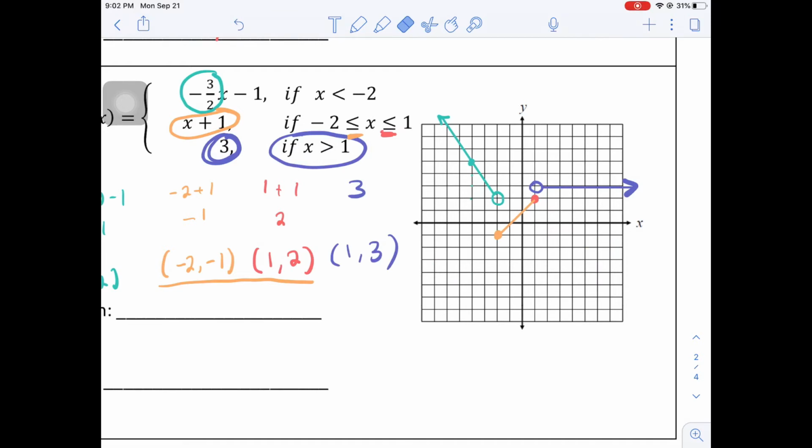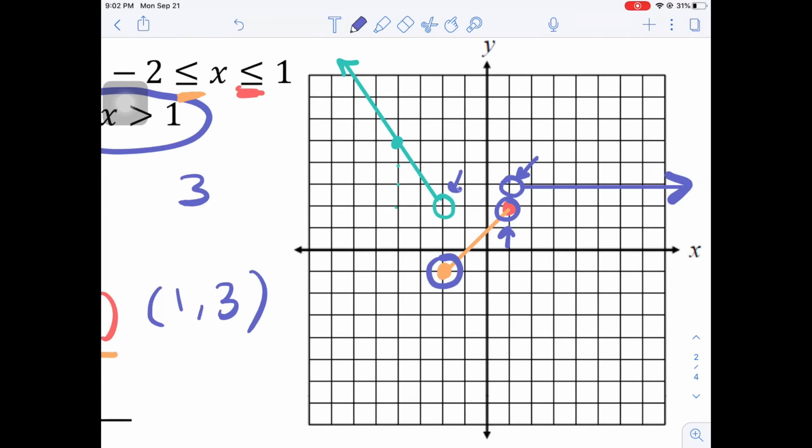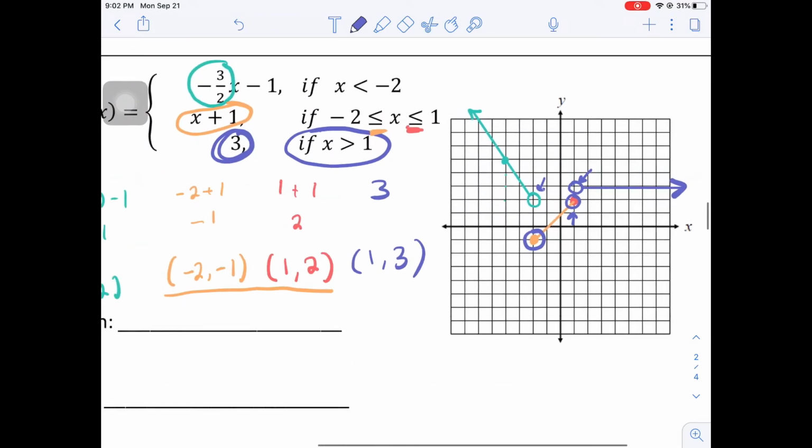Okay. Now we have to take a look at some stuff here. So, domain. Are all of our x values covered? So this is a point of concern, but it's covered here. This is a point of concern, but it gets covered here. And then after that, it's going to the left and right forever. Okay? So, our domain is going to be all real numbers here.